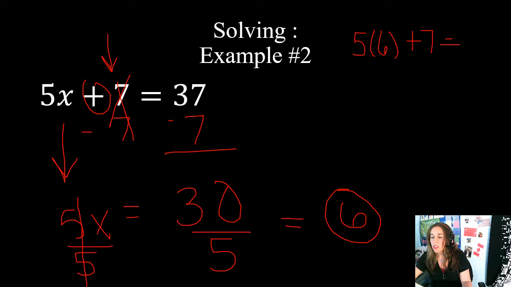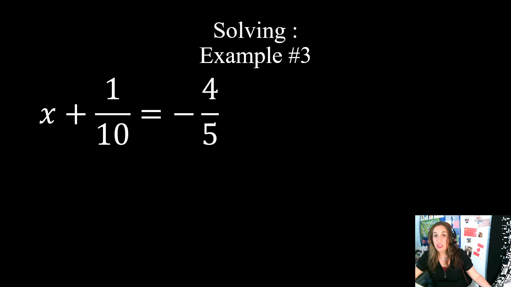Does that equal 37? Well, 5 times 6 is 30, plus 7. Yes, it does indeed equal 37. Okay, so that checks. Let's look at another example. All right, here's my third example.